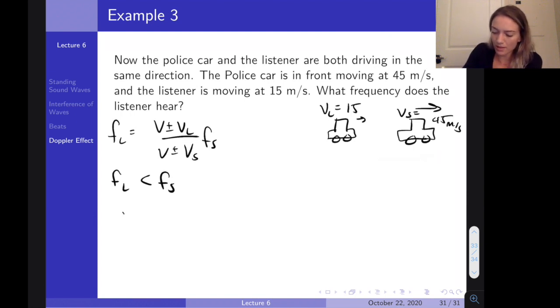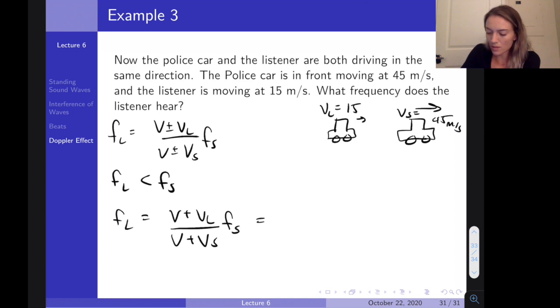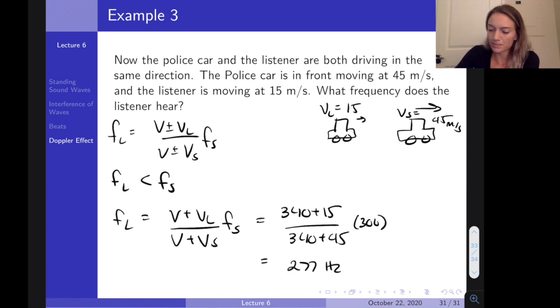So we're going to have FL is V plus VL over V plus VS, times FS. That gives us 340 plus 15 over 340 plus 45, times the frequency, which was 300. So this gives us 277 hertz. Again, we get an answer that we expect: the frequency that the listener hears is smaller than the frequency that the source is actually emitting.